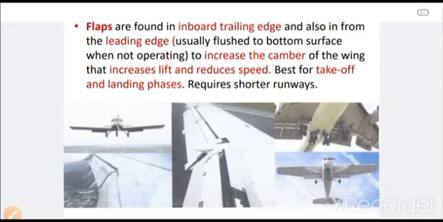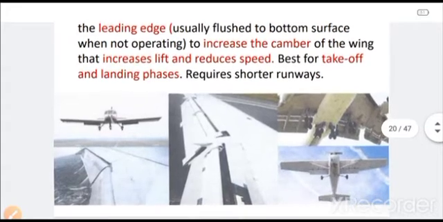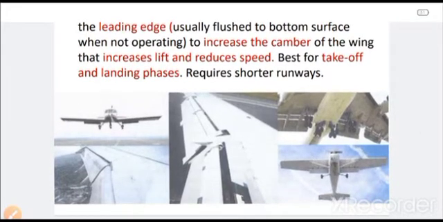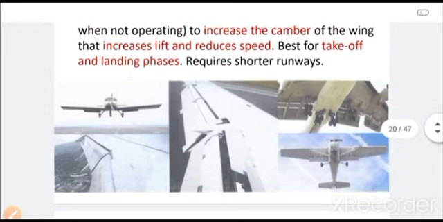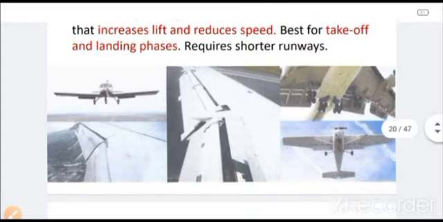and the landing phase. So flaps are found in the inboard trailing edges and also in the form of leading edge flaps. Leading edge flaps are usually flush to the bottom surface. We will come across what those are. They increase the camber of the wing, that is the effective surface area. If you increase the effective surface area, the total surface area, that will increase lift, because we know that lift is dependent on surface area. That will also reduce speed. So it is best for takeoff and landing phases and requires shorter runways.